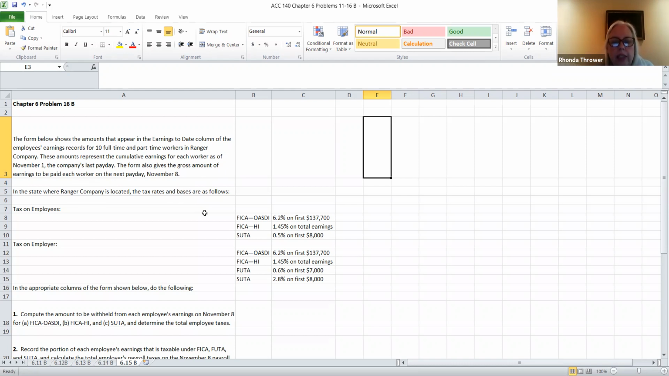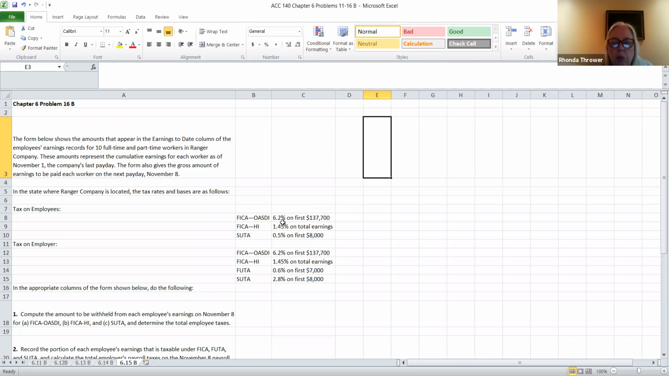That's the ceiling. They've given you the tax rate and the ceiling for FICA OASDI. The ceiling is on the first $137,700. This is your FICA rate for OASDI.